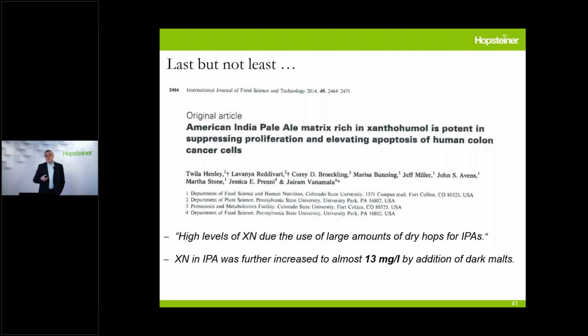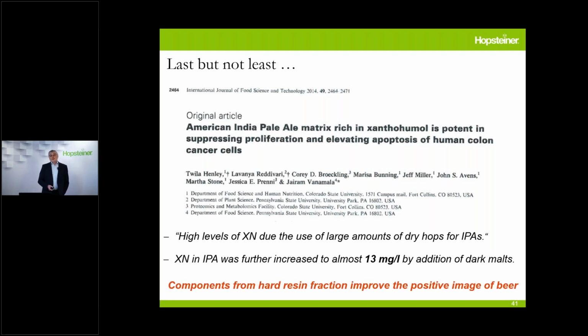So IPAs are high in xanthohumol, and this high content could further increase to almost 13 milligram per liter by addition of dark malts. And this positive effect, as described in the title, comes from this beer with the high addition of dark malt, showing 13 milligram per liter of xanthohumol. So it's a good message, and don't forget that these components from hop resins can also improve the positive image of beer by publications like this.